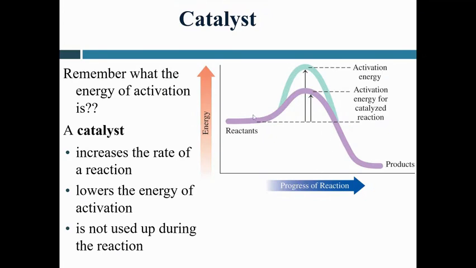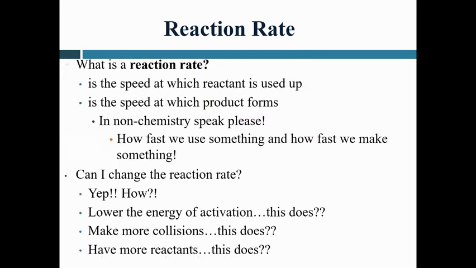So if we look at the graph here, it increases the rate of reaction because the activation energy goes from the initial one down here to the smaller purple one down here. So it is a much smaller activation energy that it needs to overcome. But the important thing to remember, it is never used up during a reaction. So how do you figure out the reaction rate? The reaction rate is the speed at which the reactant is used and the speed at which the product forms.